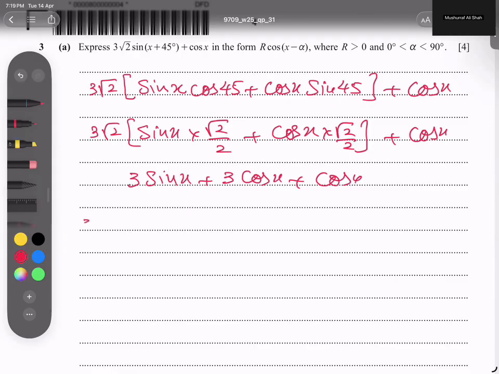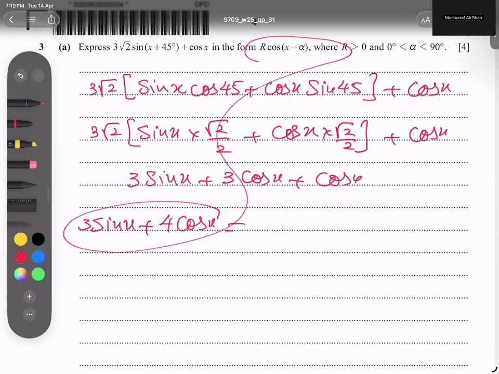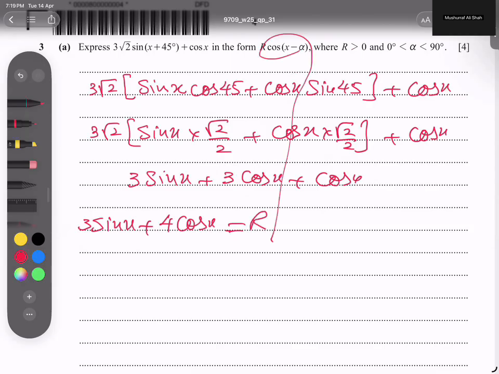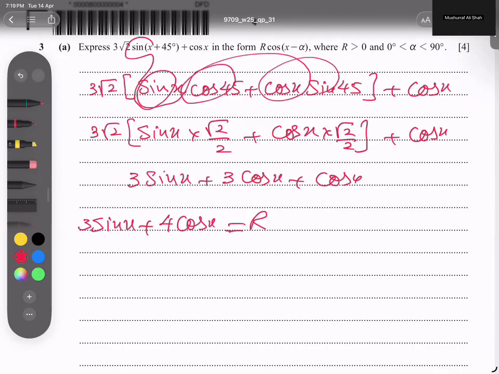So now I'm writing here. 3 sin x comes from here, and 3 plus 1, we get 4 cos x. And this completely equals this R form. And what is the cos form? In sine, when you open, sine comes first, then cos and sine, alternating. But when you apply the cos, the first value comes cos and then later both become sine. So I think your point is very clear.